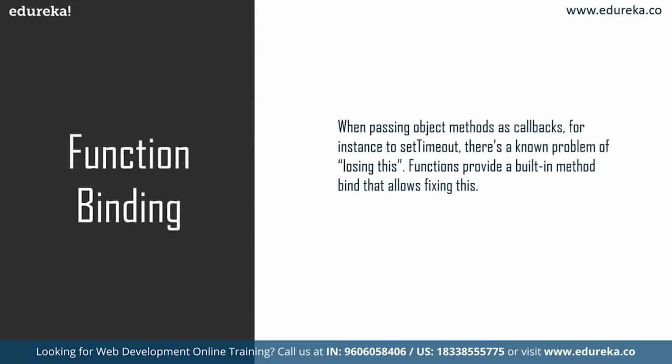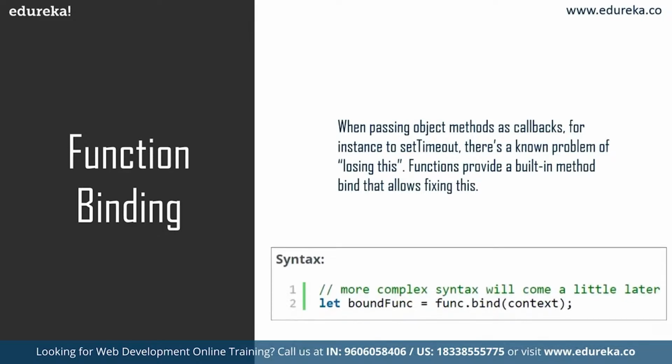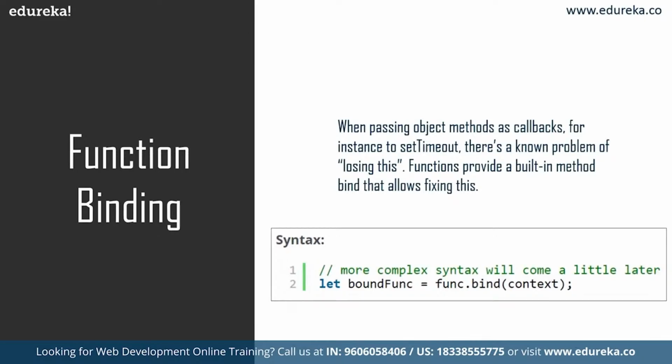Now moving on to the next one, there's function binding. When passing object methods as callbacks, for instance to set timeout, there is a known problem of losing this. Now the functions provide a built-in method bind that allows fixing this. You can have a look at the syntax. We have a let bound function, which will take the function.bind context. The result of function.bind context is a special function-like exotic object that is callable as function and transparently passes the call to function, setting this equals to context.